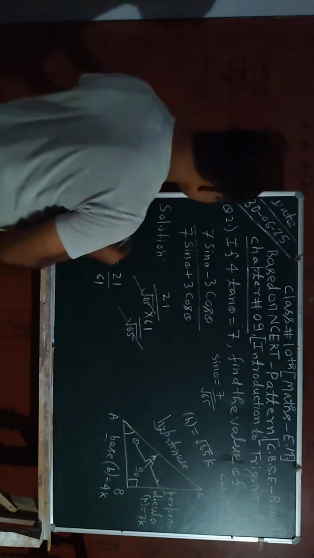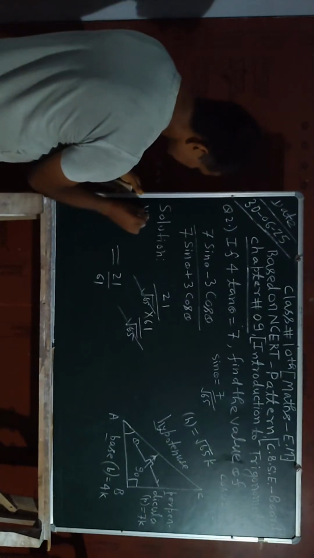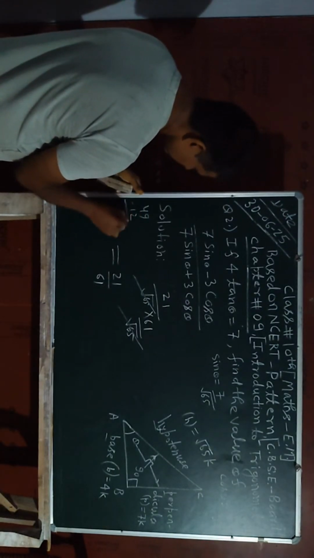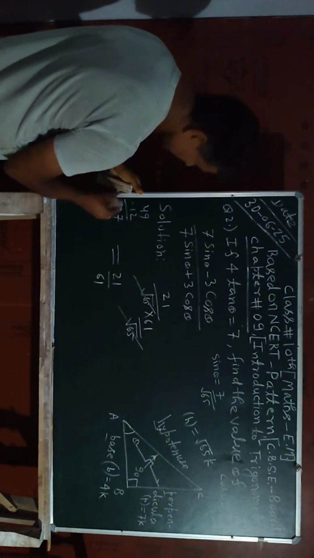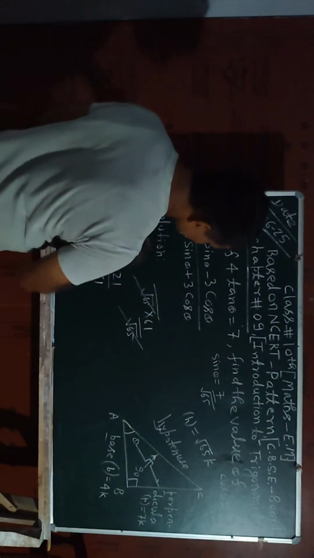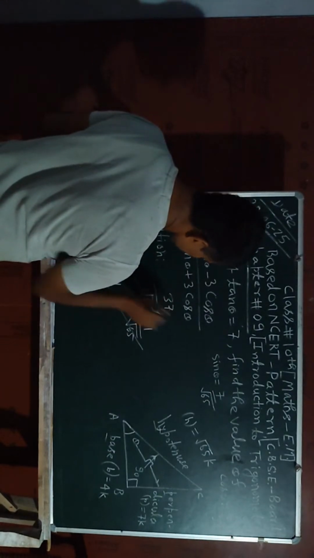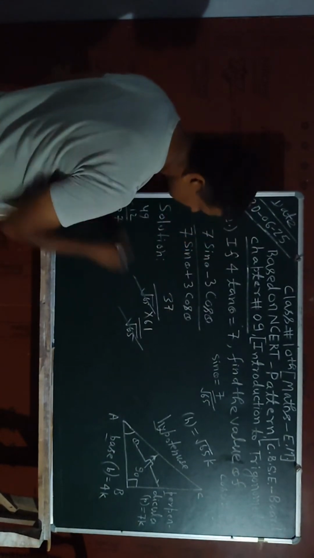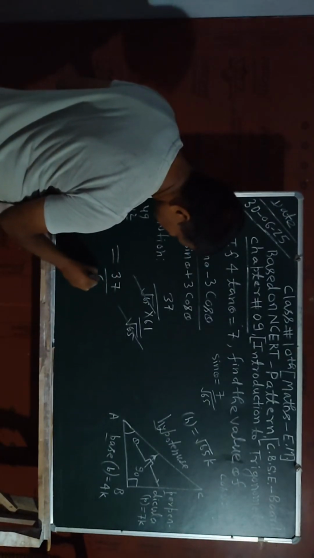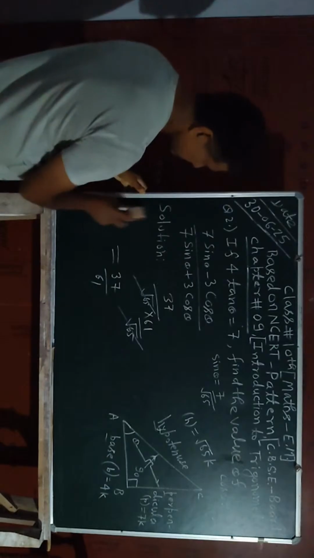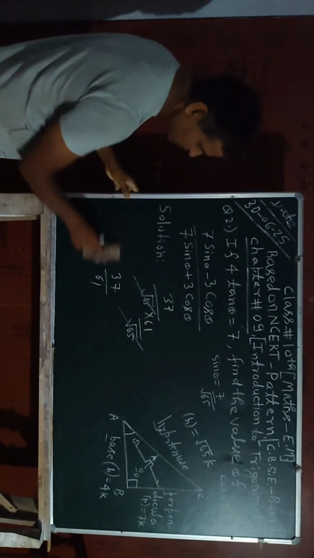So I will subtract 12 from 49. That will be 37. So here I will write 37 divided by 61. So the given expression, when I have solved it, I have got this value.